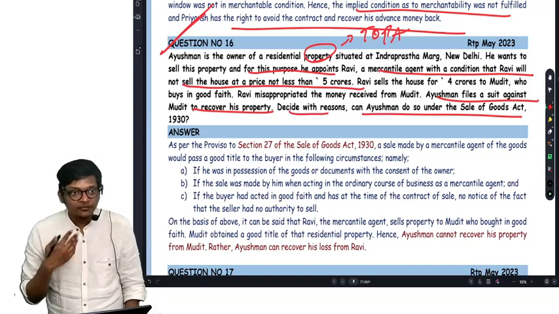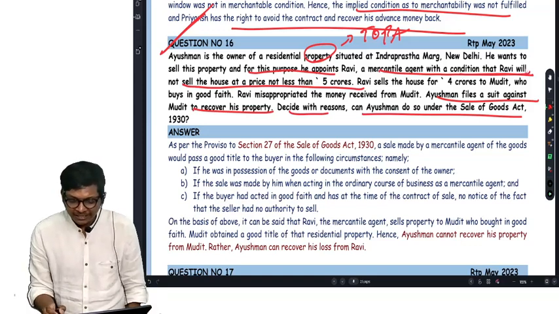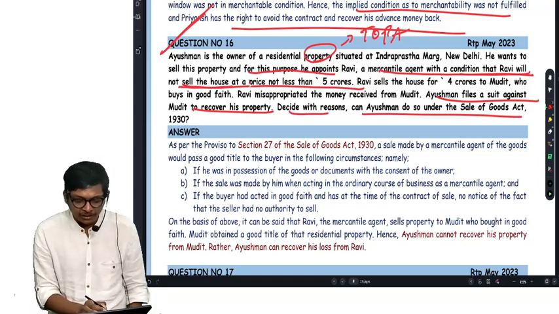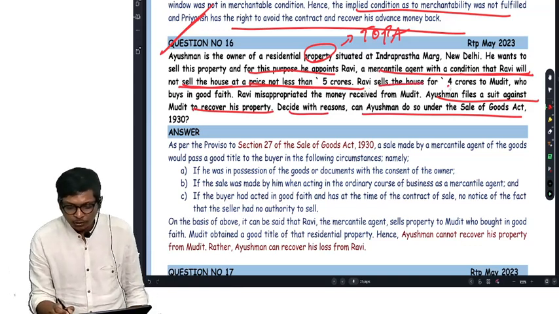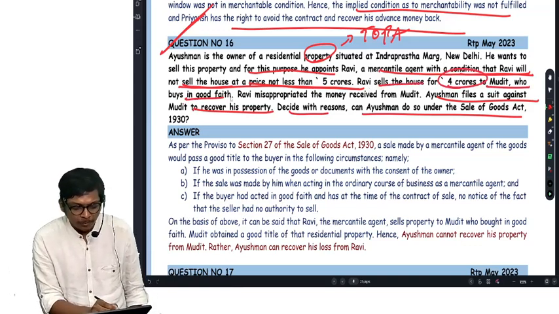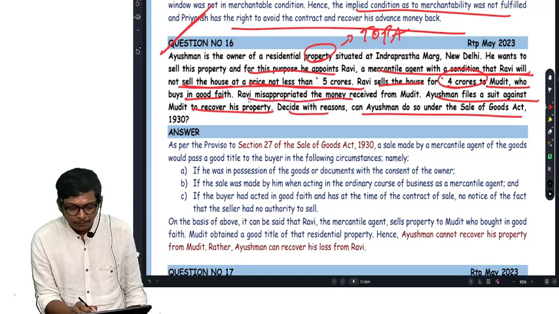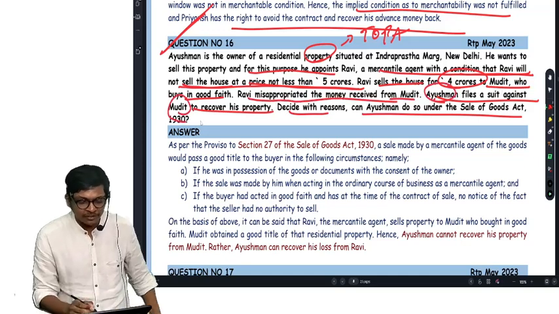We have already seen agent fully, correct? With a condition that Ravi will not sell the house at a price less than 5 crores. Ravi sells the house for 4 crores to Mudit, who buys in good faith. Ravi misappropriated the money from Mudit. Ayushman files a suit against Mudit to recover the property.